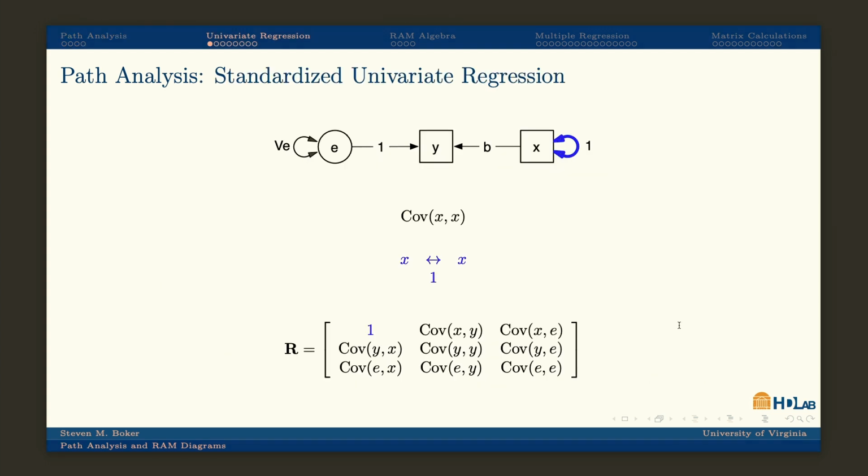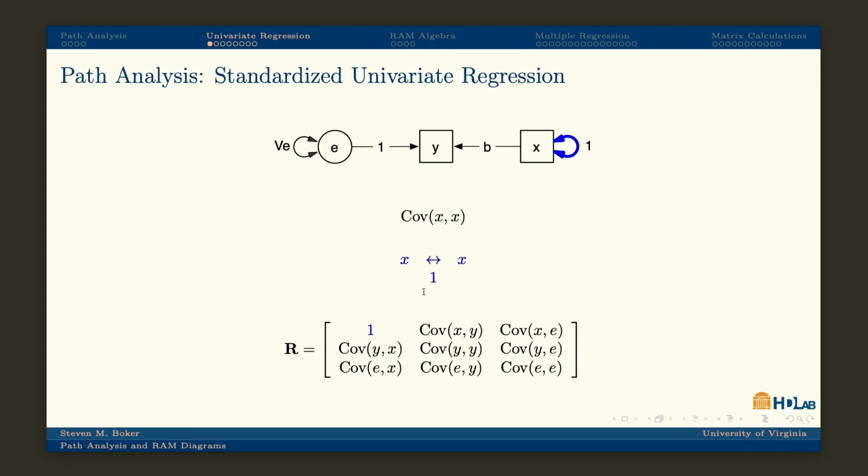So suppose I have this model. It's a univariate regression model. How simple could it be, right? Just X predicts Y, but there's also some residual. Okay, so X has a variance. That variance, in this case, since it's standardized regression, I've set that to 1.